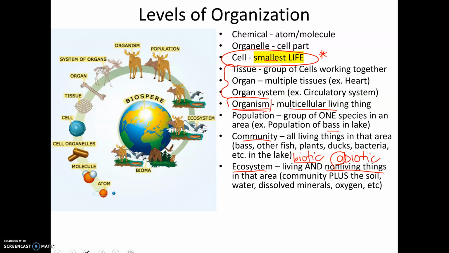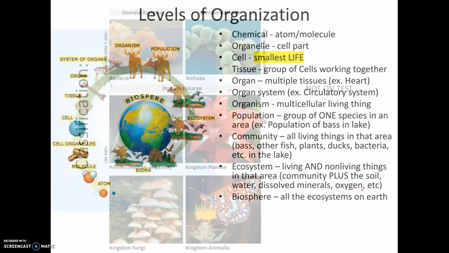So this would be every living thing in the lake, but also the soil in the lake, the water in the lake, the minerals in the lake, the oxygen in the lake. Every non-living thing that's also part of that would be an ecosystem. And then the biosphere is basically all life on Earth. So it's the entirety of the Earth where life can exist, all of the ecosystems and communities and everything else. So this is how living things are organized from smallest to largest.